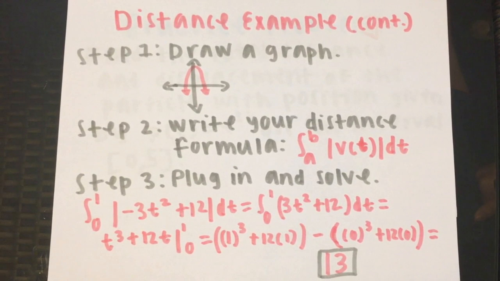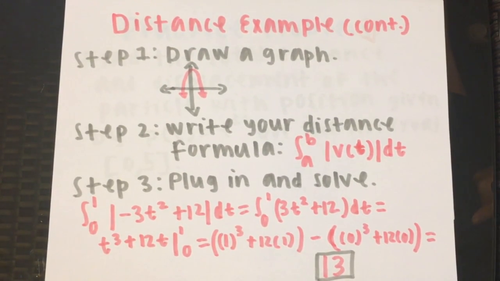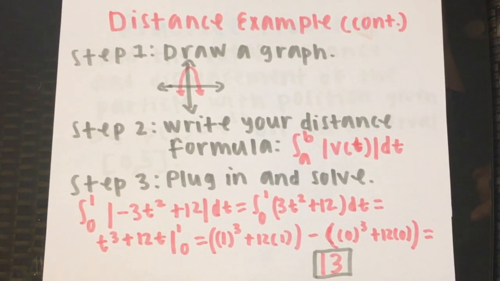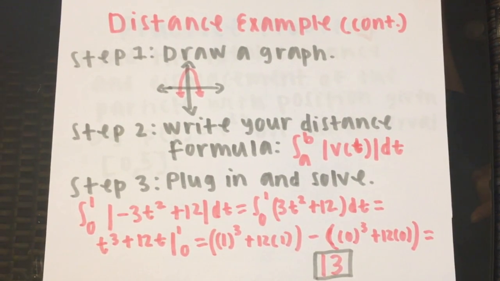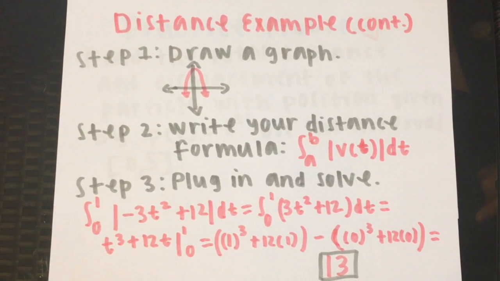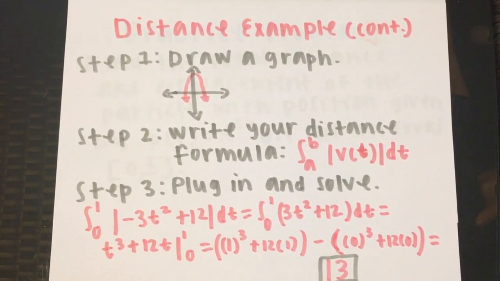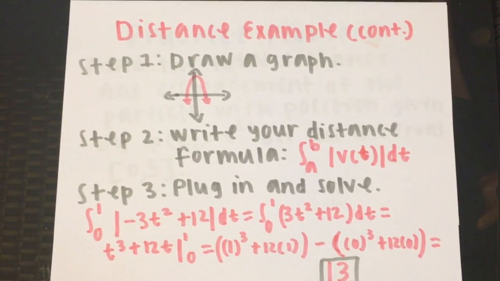So your distance formula is the integral from a to b of the absolute value of your velocity. And your third step is to plug in what you have and solve. In this case, when you plug in your bounds, your velocity function is negative, so the absolute value makes your function positive. So essentially, you're integrating 0 to 1 of 3t squared plus 12 dt. After you integrate and you plug in your bounds, you get 13.